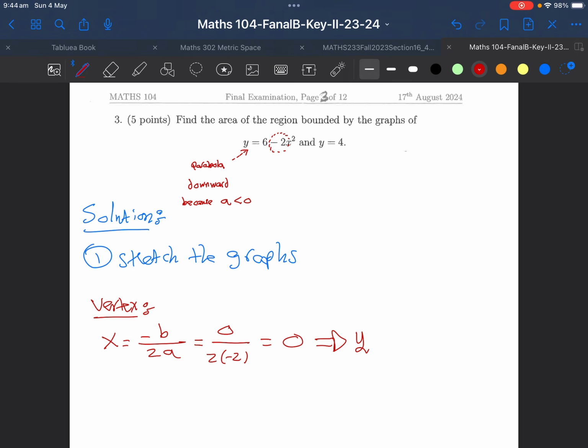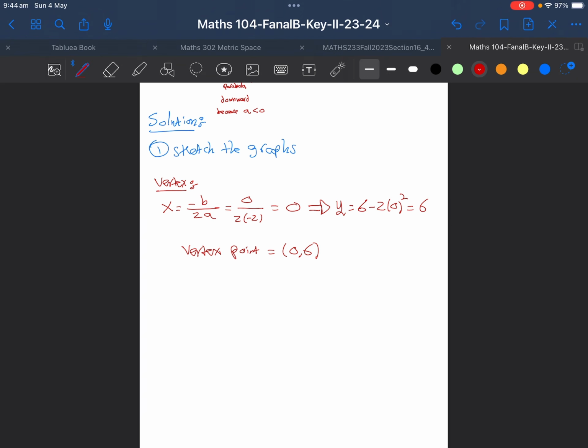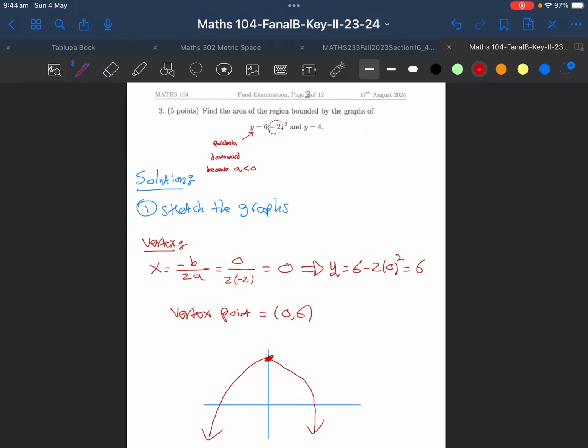Once we have x equal to 0, we substitute it in the y, so y would be 6. So the vertex point is (0, 6). Now we sketch the graph. Remember, (0, 6) will be this point, and the parabola will go downward somewhere like this. That is for the parabola.